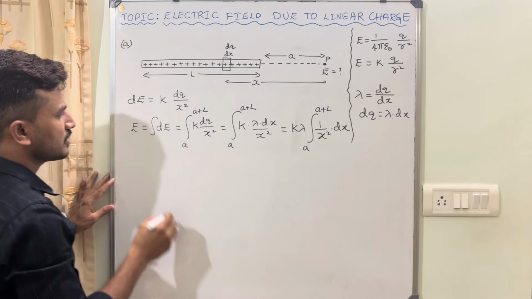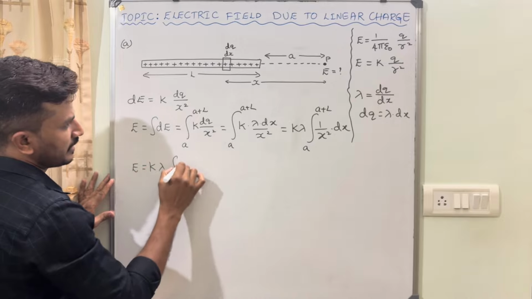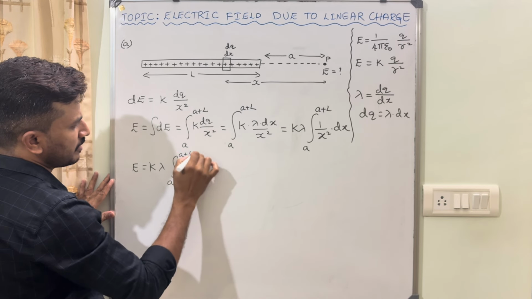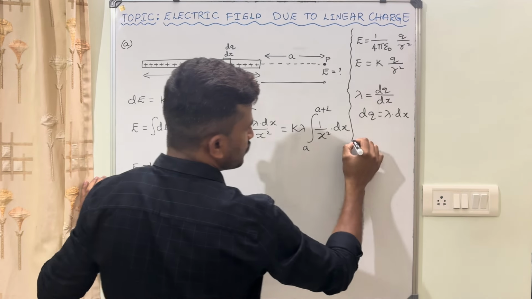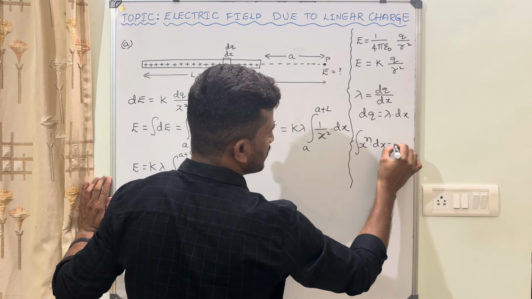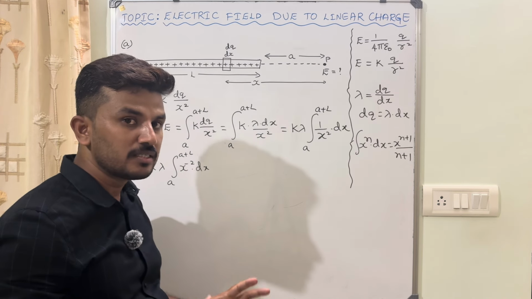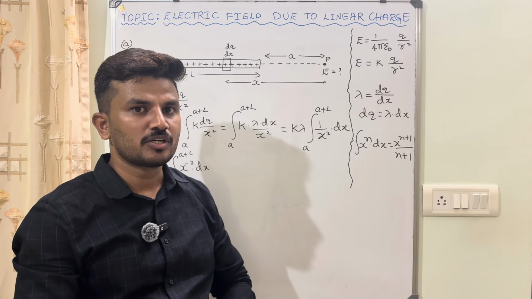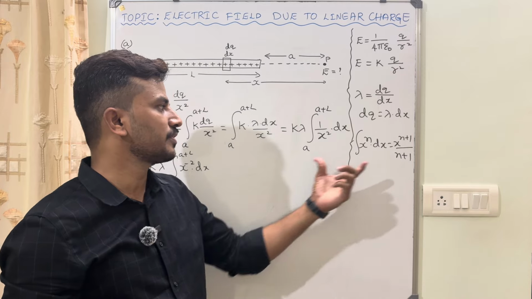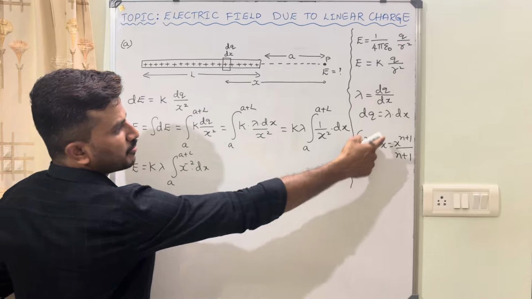So what is integration of 1 by x square? E is equal to k lambda integration x power minus 2, a to a plus l, into dx. Have you studied this formula in integration? Integration of x power n with respect to x is x power n plus 1 divided by n plus 1. If you have not learnt integration yet, please let me know in the comment section. I will try to make one more video on basic integration, so that you can understand these kinds of things.